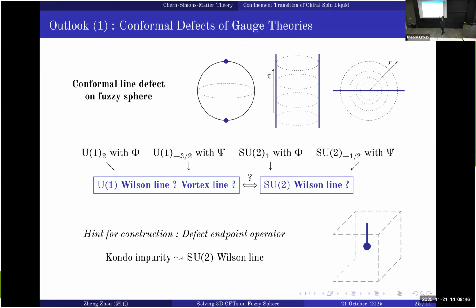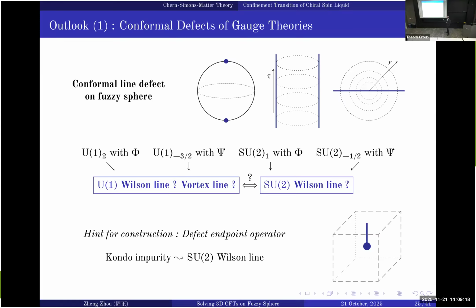So what we need to do is only to put something on the north pole and south. Now for this theory, each gauge theory description admits a Wilson line operator, which also serves as a line defect if you add it to the action. For the U1 descriptions, there are also vortex lines. So how do we construct these on the fuzzy sphere?